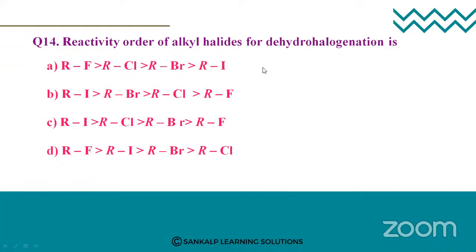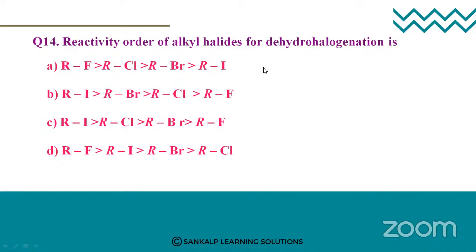When you are looking at the reactivity order of alkyl halides, these are all halogen atoms. You know the arrangement in the column: fluorine, then chlorine, then bromine, and then iodine. As you go down the group, what will happen to the size? The size of the halogen atoms goes on increasing, right? So as you go down, the negative charge will be more on the larger atom.